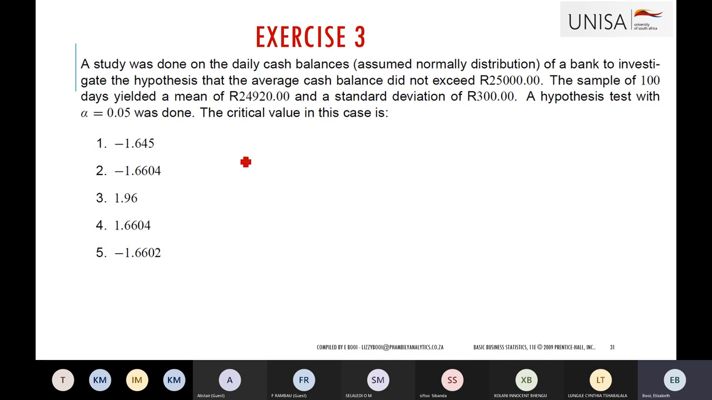Remember, the critical value we find by using t. I'm not sure whether you're doing a two-tail or a one-tail, so I'm going to write both of them because I don't want to give you the answer. Or are you doing a one-tail? It is very important to know the difference.